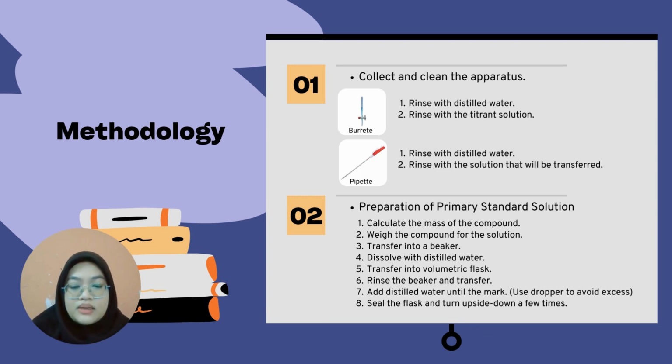The beaker is then rinsed and the solution is transferred again into the volumetric flask. Then you need to add distilled water until the mark. Use a dropper to avoid excess. The last one is to seal the flask and turn it upside down a few times.